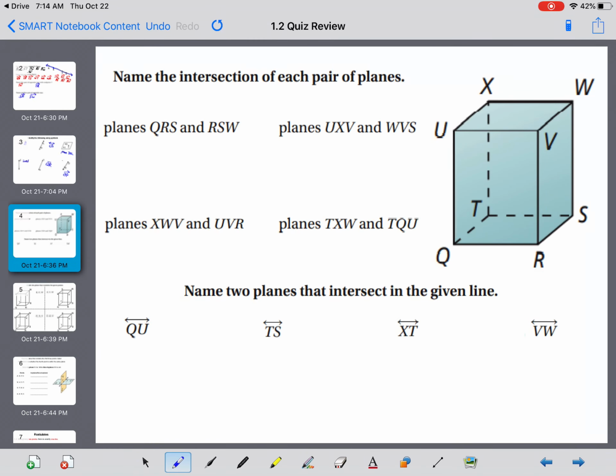Name the intersection of each pair of planes. So we have QRS. QRS is your bottom plane. And RSW is your side plane. So these actually intersect at a line. Two planes cross, they intersect at a line, and that's line SR. Okay. We have plane UXV, which is the top, and WVS. WVS, again, is your side. And those planes intersect at line WV.